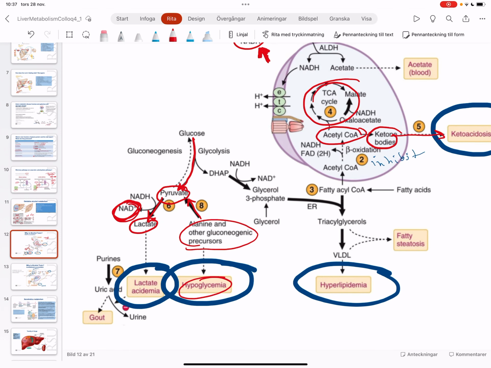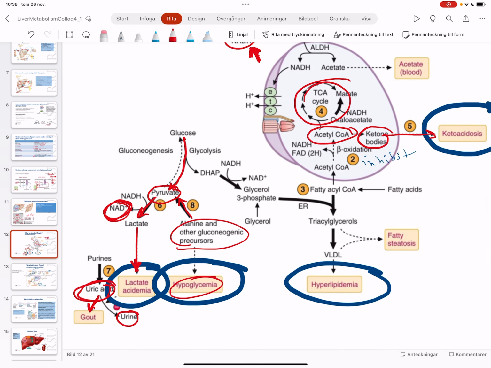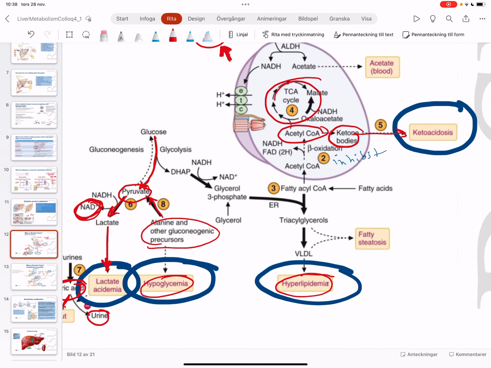Now, it is really not good to form a lot of lactate because in that case, lactate will compete with uric acid to be excreted with the urine. And in this case, uric acid will actually accumulate a lot and form gout. Purine metabolism will just happen naturally, and because lactate will be at a much higher concentration than uric acid, lactate will be excreted in the urine and not uric acid.